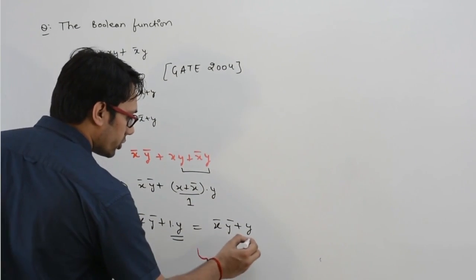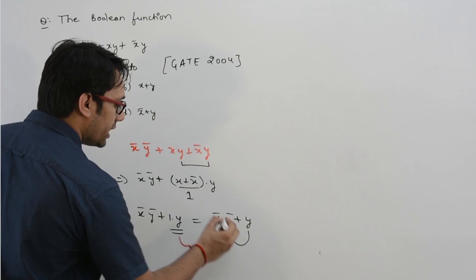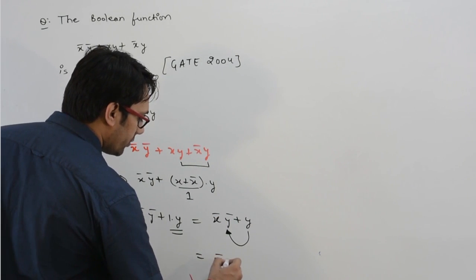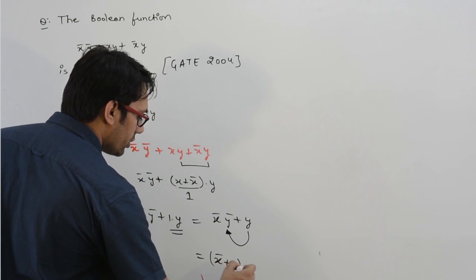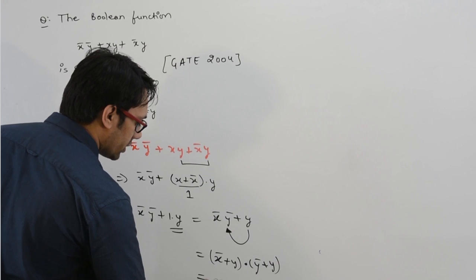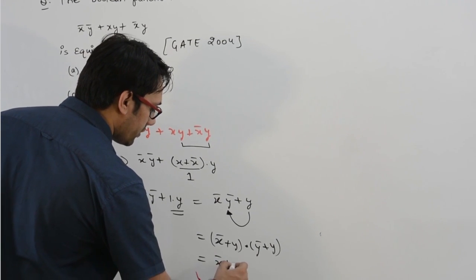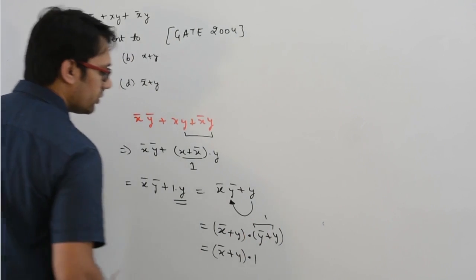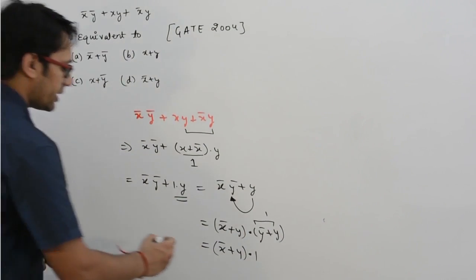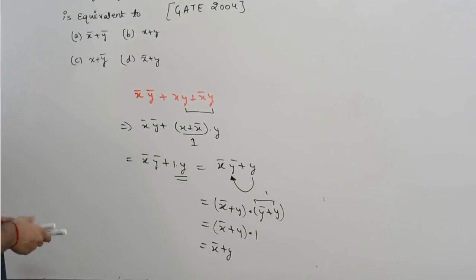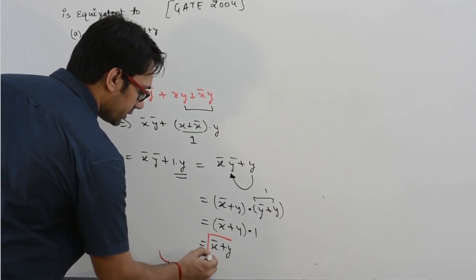Now we can distribute y over these two. We can apply distributivity property here. So this will be equal to x complement plus y dot y complement plus y, which is equal to x complement plus y dot 1. Why? Because this is equal to 1 itself. So this can be written as x complement plus y.